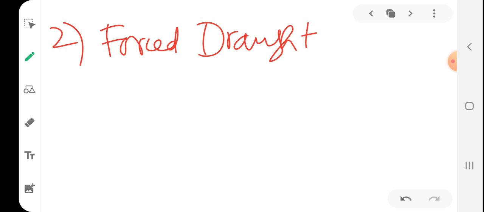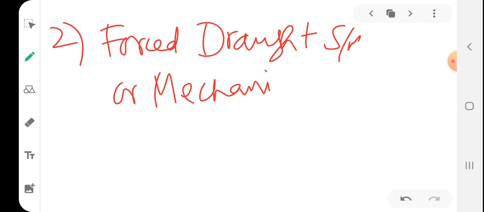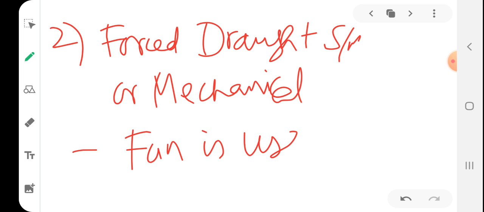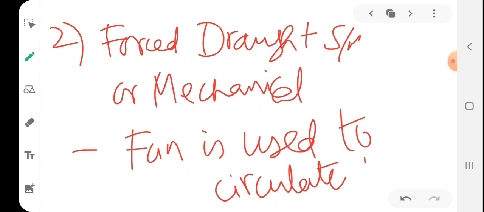Okay, so now the second type is mechanical or forced draught system. Forced draught system or mechanical draught system. So in this type of cooling tower, a fan is used to circulate the air. So that is why the name forced draught.